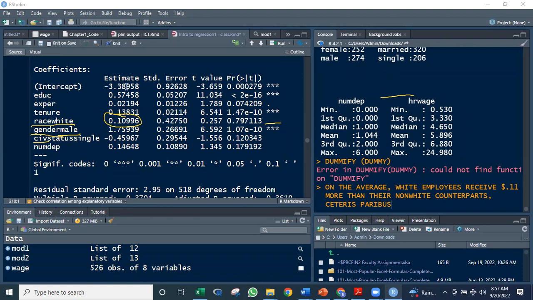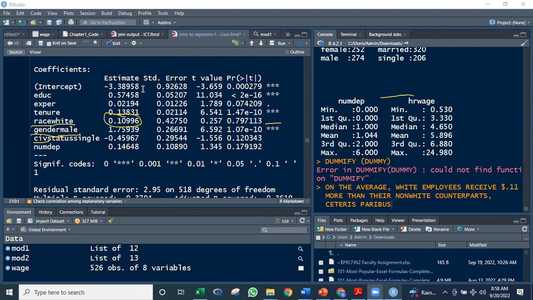Sabi natin, di ba, yung intercept, that's the value of your hourly wage, that's the average value of your hourly wage when all the parameters are zero. Okay. So, ano ibig sabihin nito? Negative 3.39 daw yung hourly wage. Of course, that has no practical meaning, no? That has no pragmatic meaning. Kasi wala namang hourly wage mo negative, ikaw pang magbabayad sa company. Hindi naman pwede yun, no? But we're just interpreting it for the purposes of interpreting it.